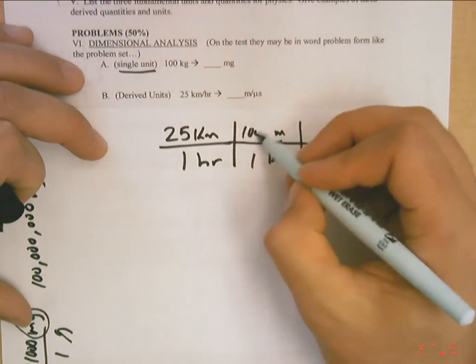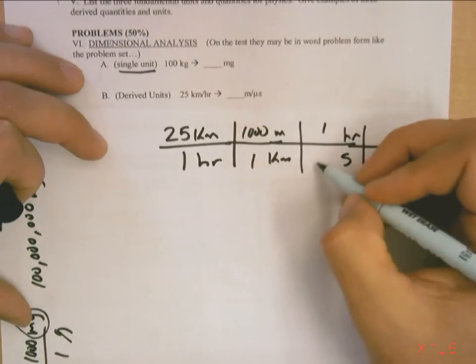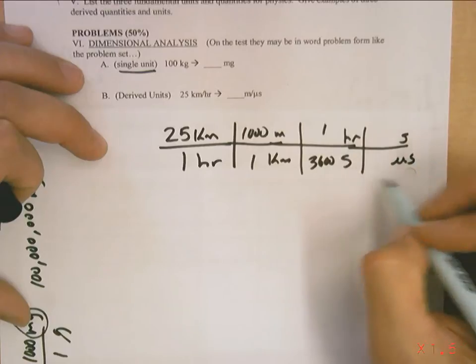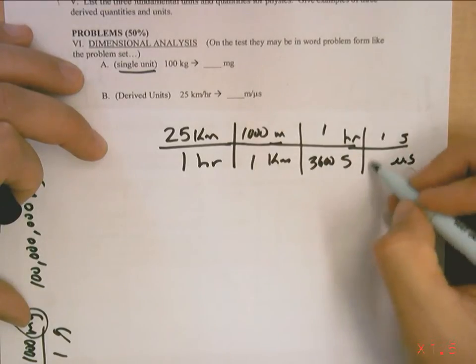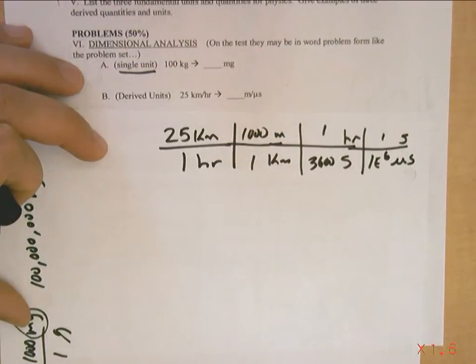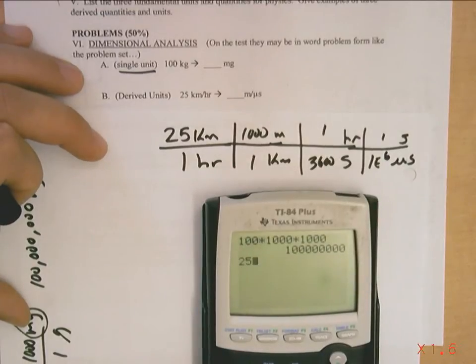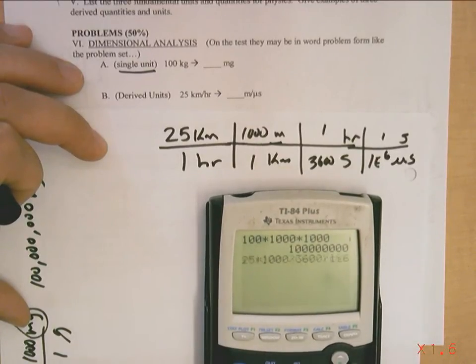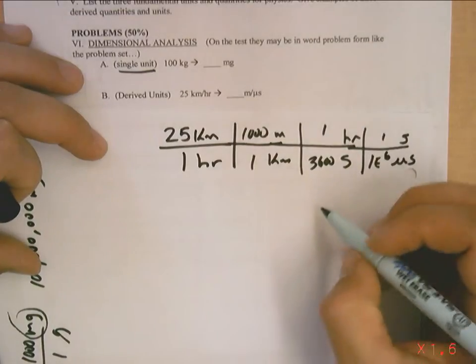Who's bigger? 1 in 1,000. Who's bigger? 1. Now this is where a lot of you made a mistake, so don't make the mistake here. It's not 60. It's 3,600. Here we have 1 and 1 e to the 6th. So we're going to plug this in our calculator. 25 times 1,000 divided by 3,600. Whoops. Divided by a million. And you see we get this number right here.